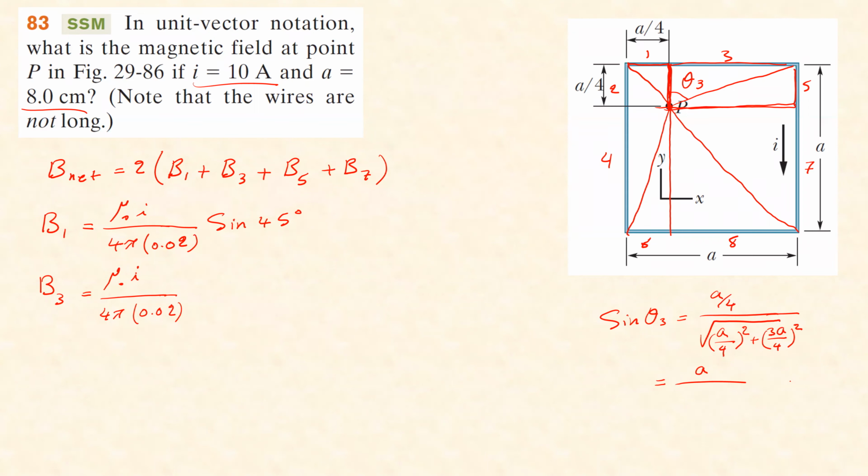So I get A divided by, 4 goes into the denominator, into the square root, and cancels all the 1/4 squared. So it becomes square root of A squared plus 9A squared. So A comes out here, cancels, becomes 1 over square root of 10. Sine θ3 is 1 over square root of 10 from geometry.